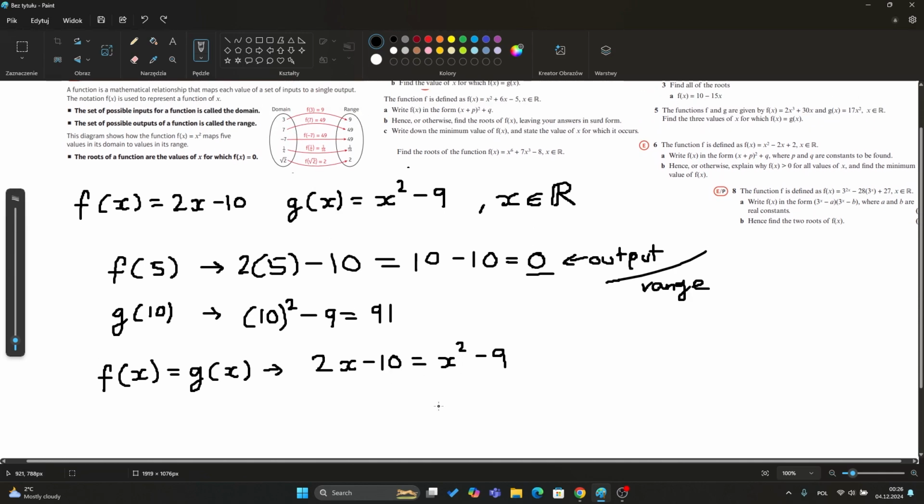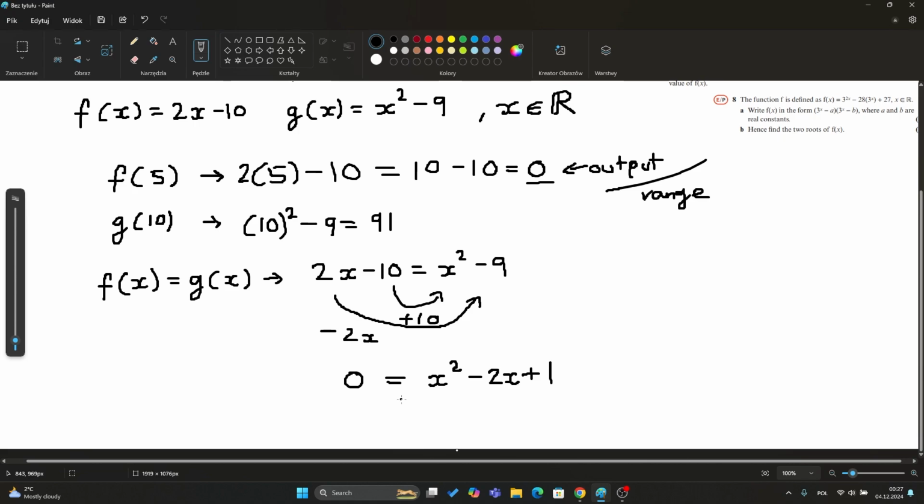So we get all the terms to the left hand side or right hand side to make it equal to 0. What we get is 0 equals x squared minus 2x plus 1, and now we can use any of the methods, which are factorization, quadratic formula, or completing the square, to solve the equation.